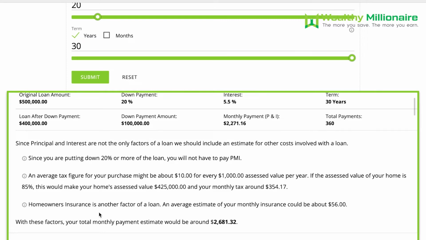You'll also need homeowner's insurance to factor in. So here is an average of $56 per month. So now with everything added together, your monthly payment will be $2,681.